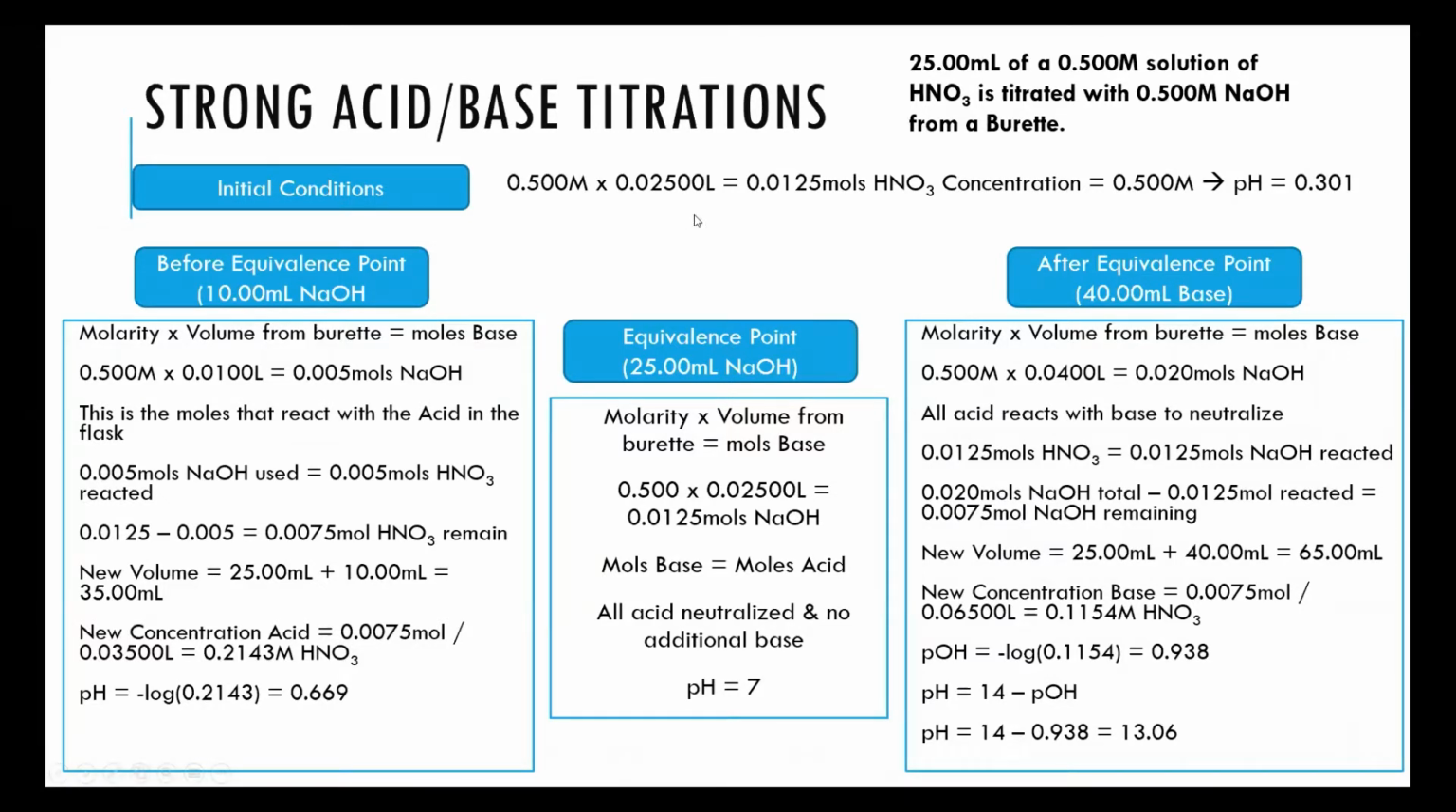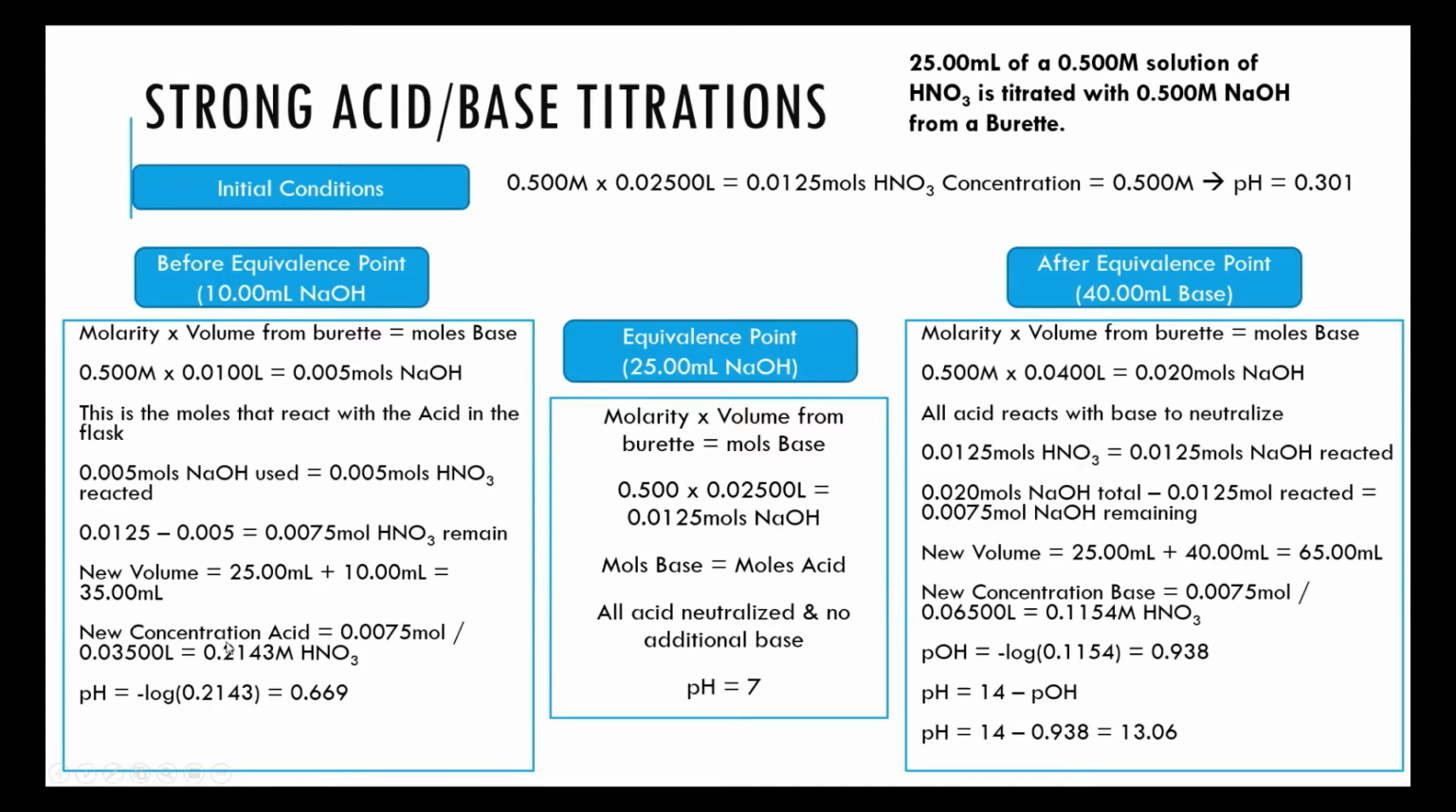Because this is a strong acid, the number of moles of nitric acid equals the number of moles of H+ ion when it dissolves. Therefore, the concentration of H+ is also the same as the nitric acid, 0.500 molar. By taking the negative log of 0.5, we could determine the very starting pH is 0.301.